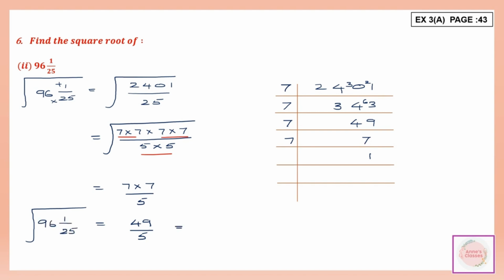You can convert this to a mixed number. Divide 49 by 5. 5 9s are 45, and then there is 4 left. 9 4 by 5. So our final answer is 9 4 by 5.